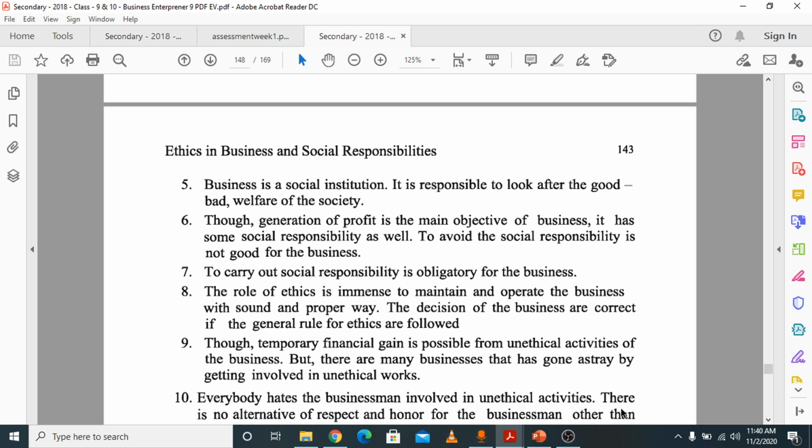Though temporary financial gain is possible from unethical activities of the business, there are many businesses that have gone astray by getting involved in unethical work. That means if you are involved in unethical practices in your business, devastation is certain. Today or tomorrow you will face the devastation. So that's why you should practice ethical behavior.